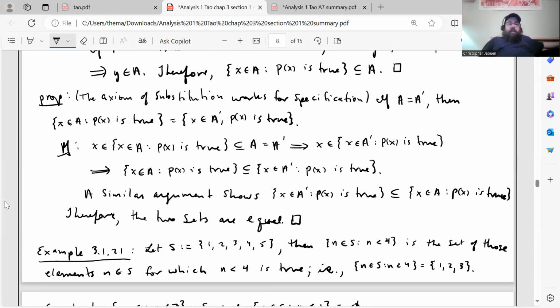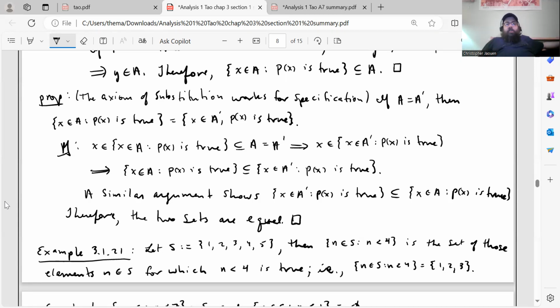So take x, an element of the set of all x in A such that P of x is true. That's a subset of A, which is equal to A prime by hypothesis, which implies that x is an element of the set of all x in A prime such that P of x is true. And I won't show the other way because it's just a similar thing, done in the opposite order.